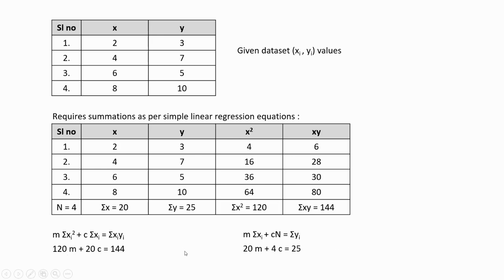Now you have these two equations with two variables m and c, and if you solve them, you get m equals this and c equals this. Now you can define a straight line equation of the form y equals mx plus c, which is the best fit curve for this given data set, where the error is minimized, the least error. This is your straight line, y equals 0.95x plus 1.5. Is this understandable?